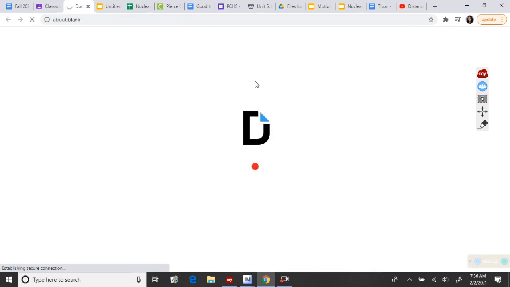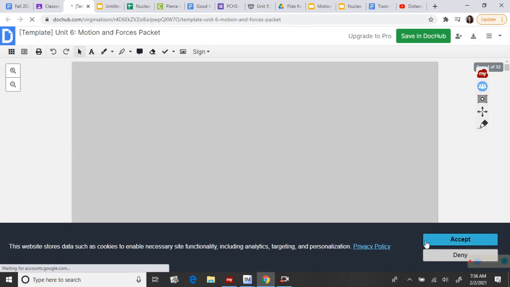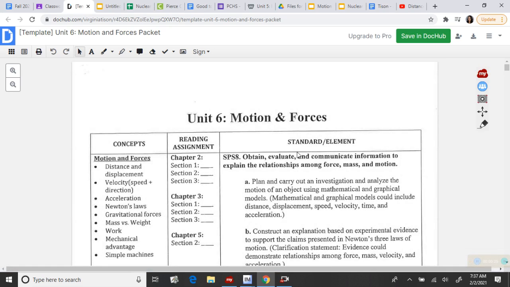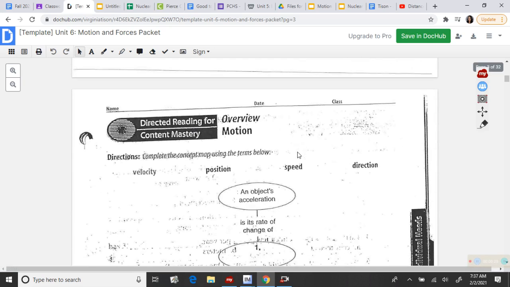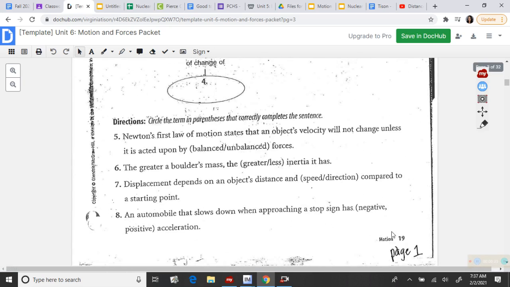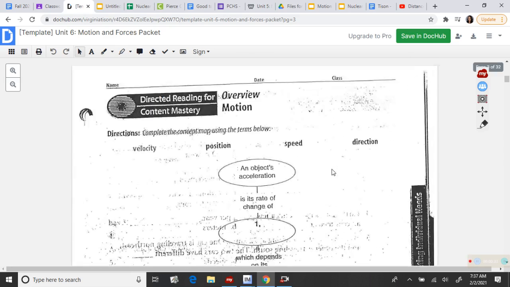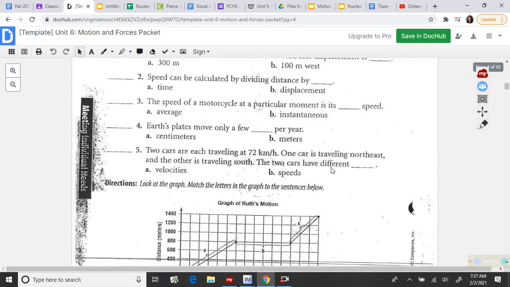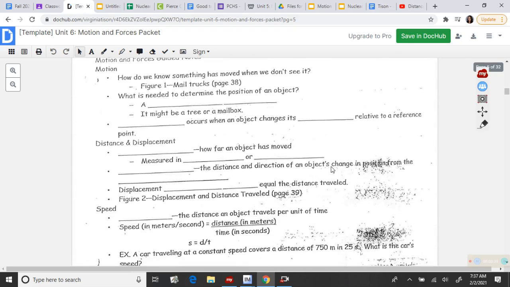This is going to allow you to edit the assignment and change things based on your answers. Okay, so when you hit edit with DocHub, you've got your cover sheet, you've got a blank page, and then we start with page 1. You'll notice the page numbers are at the bottom. Now, we are going to complete pages 1 and 2 after we've done the notes on page 3.